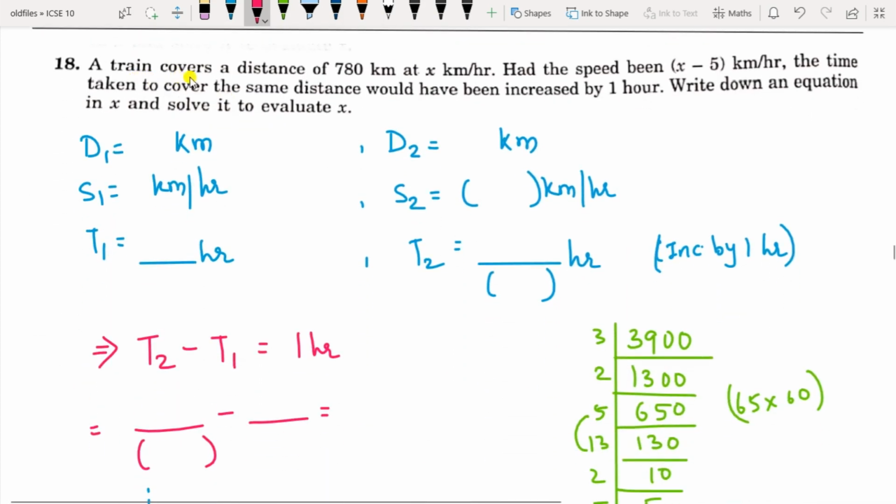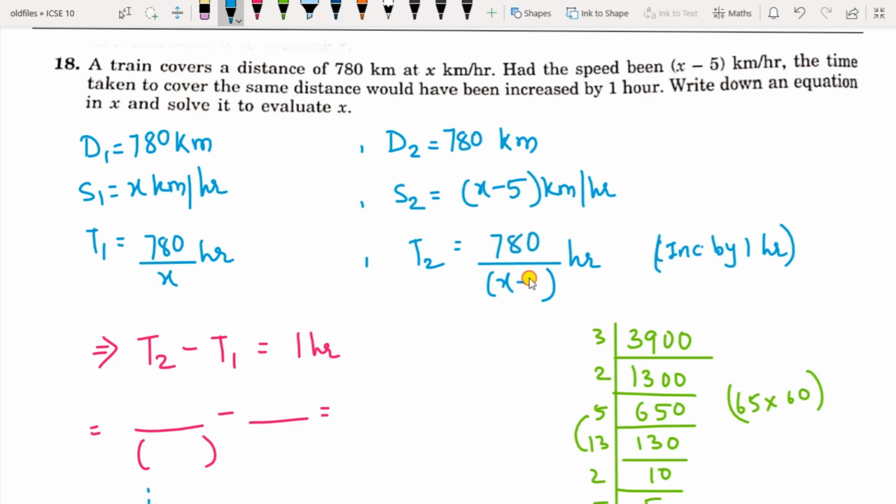Same question again. A train covers a distance of 780 km at x km per hour. So D1 is 780 km with x km per hour. Had the speed been x minus 5, so distance is same and the speed will be x minus 5 km per hour. The time taken to cover the same distance would have been increased by 1 hour. So here the time will be 780 upon x, and here the time will be 780 upon x minus 5. Now here the speed has been decreased, so time will take 1 hour more for T2. So T2 minus T1 is 1 hour.